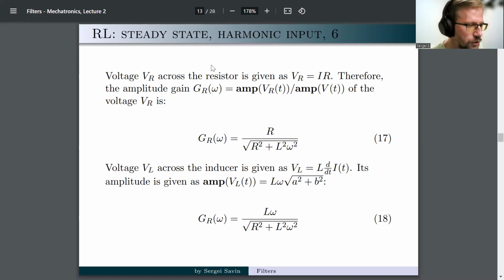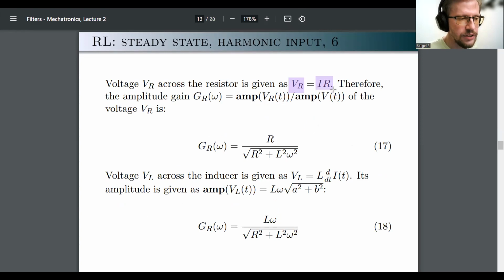Let us do it first. But before we do, let us quickly see how voltages appear here. So we know that the voltage across a resistor is just current times R. That means the amplitude gain of the voltage across a resistor relative to the input is the same as for current, but just times R, right? So the signal is just R times bigger. So there is no magic here. It's very simple like that.